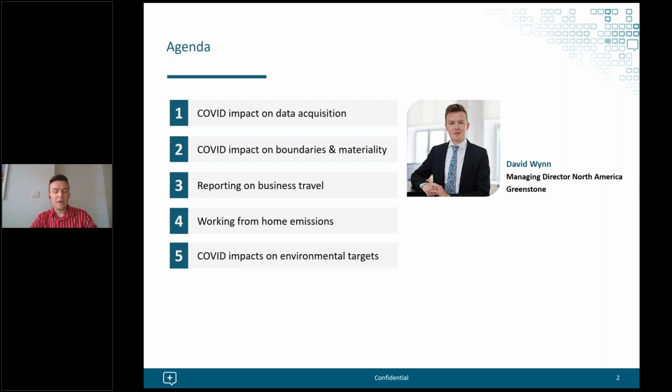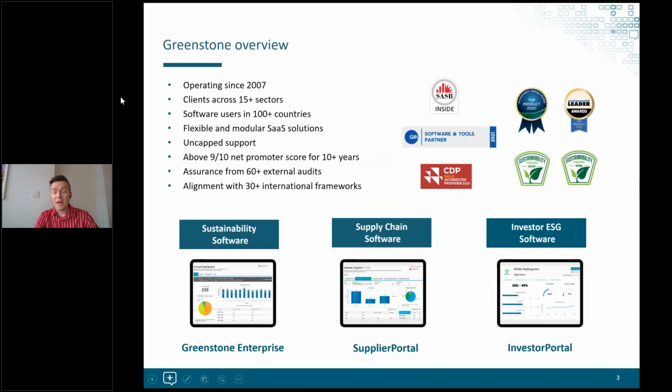And for today's agenda, we're going to be having a look at the COVID impact on data acquisition for environmental reporting. We're then going to have a look at how COVID has impacted boundaries and materiality. And then we're going to look at business travel and how companies are reporting that. And then a hot topic I know we've had some questions on already is about working from home emissions and how those could or should be included. And then finally, we'll have a look at COVID impacts on environmental targets. So quite a lot to cover in today's session, so I'm going to get stuck in. But as I say, please do send questions through as they arise.